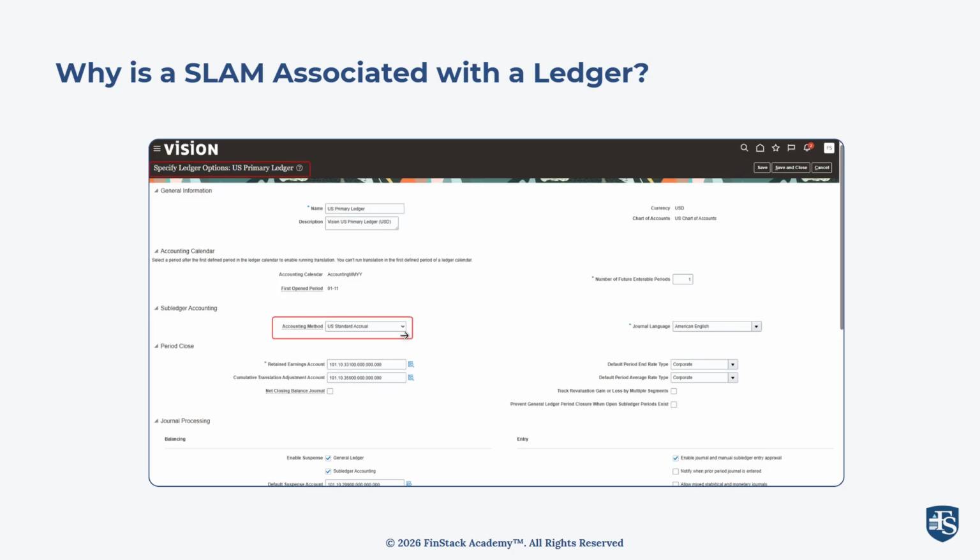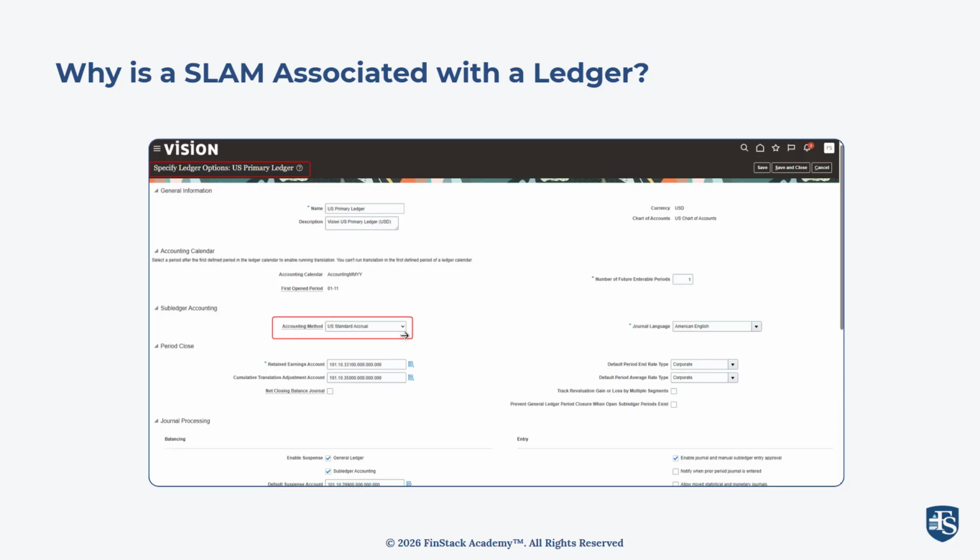Whenever the create accounting process runs, Oracle first identifies the ledger. It then checks which accounting method is associated with that ledger. Finally, it applies the accounting rules defined within that accounting method. Now, let's understand why Oracle designed it this way.